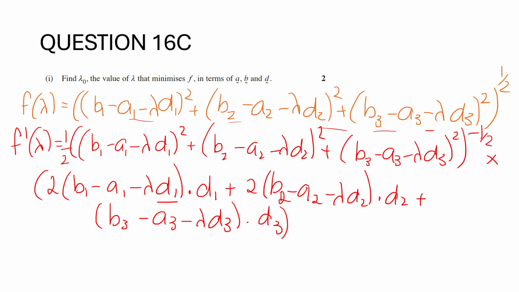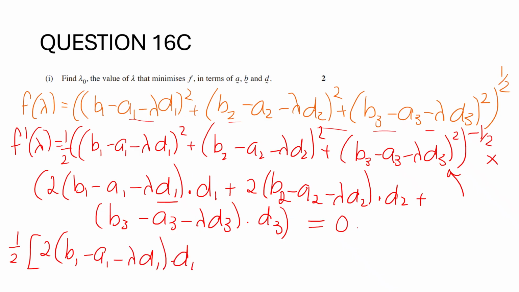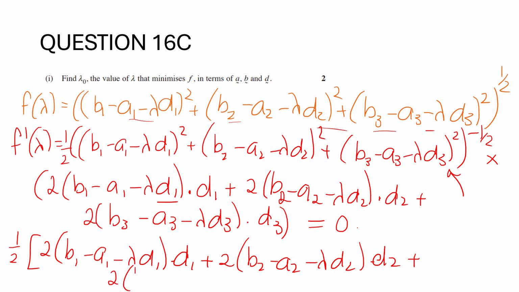And we want to know when this is equal to 0. Now this part here is on the denominator, so it doesn't matter. So it essentially comes down to solving a half times 2 B1 take A1 take lambda D1 and 2 B2 take A2 take lambda D2 plus, I lost a 2 there, did you see that? 2 B3 take A3 take lambda D3 is equal to 0.